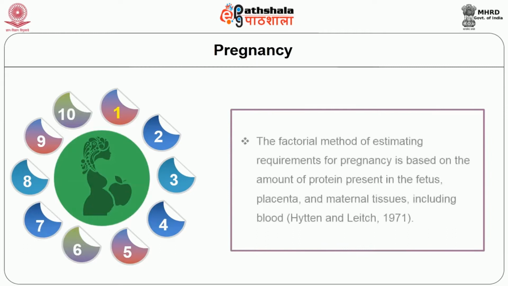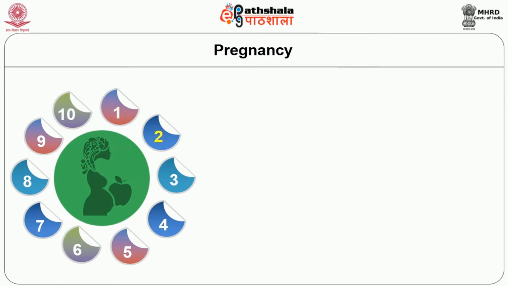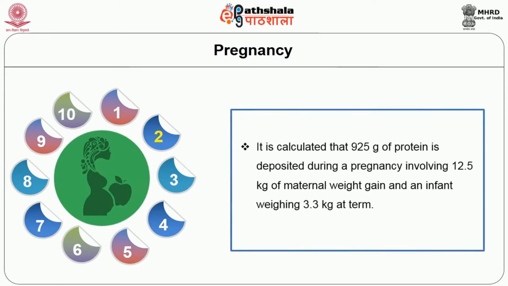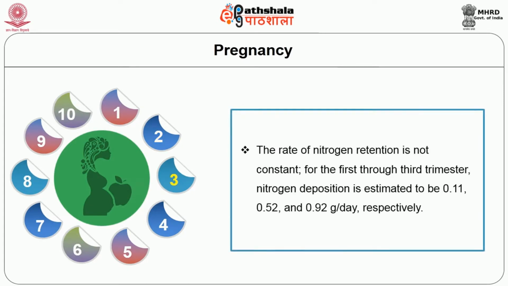The factorial method of estimating requirements for pregnancy is based on the amount of protein present in the fetus, placenta and maternal tissues, including blood. It is calculated that 925 grams of protein is deposited during the pregnancy, involving 12.5 kg of maternal weight gain and an infant weighing 3.3 kg at term. The rate of nitrogen retention is not constant from the first through the third trimester. Nitrogen deposition is estimated to be 0.11, 0.52 and 0.92 grams per day respectively.